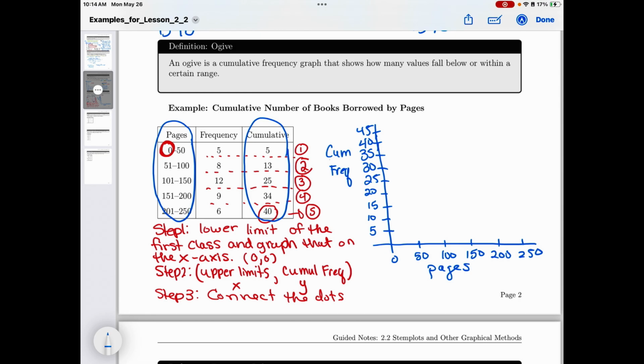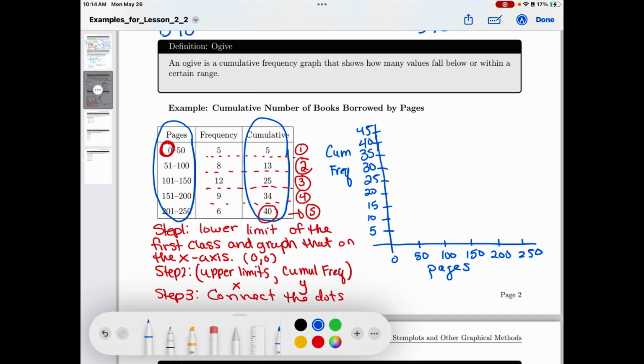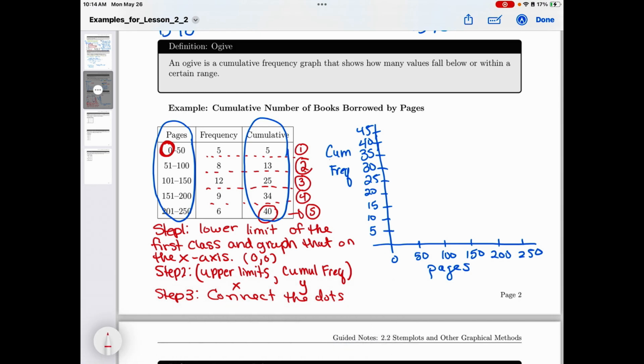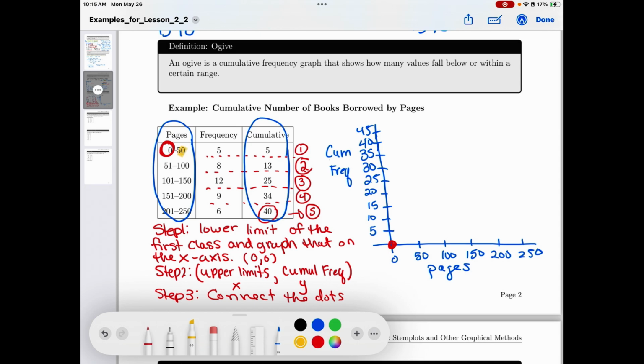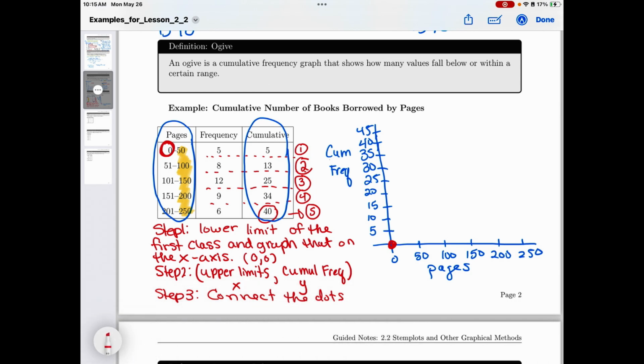Now we look at the lower limit of the first class, and that's going to go on the x-axis. So in this particular case, we're starting at the origin, 0, 0. That doesn't always happen, but in this case it does. Then we're going to use the upper limits for each of our classes as the x values, and then our cumulative frequency will be used as our y.